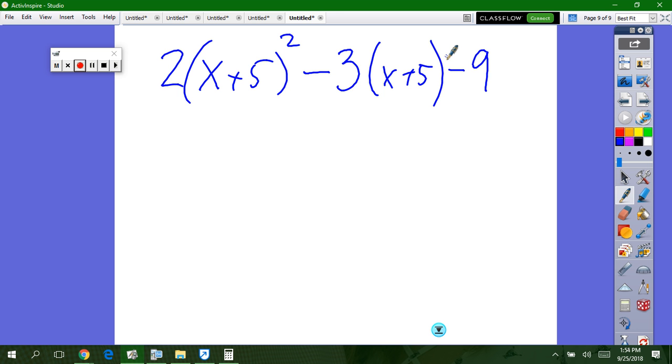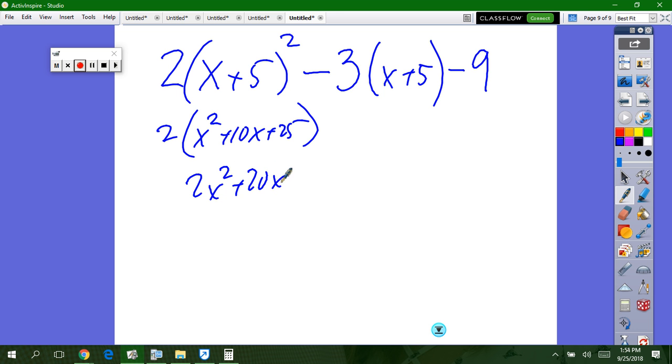I'm going to show you option A, which I probably wouldn't do because I think it's very easy. But you could. Notice, what's x plus 5 squared? I know that to be x squared plus 10x plus 25 because I know how to do that really quickly. If I times that by 2, I get 2x squared plus 20x plus 50. Does everybody see how I did that? Okay, and then this guy becomes negative 3x minus 15 minus 9. You guys see what I did?